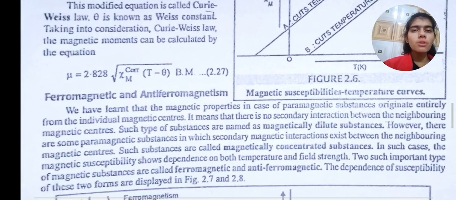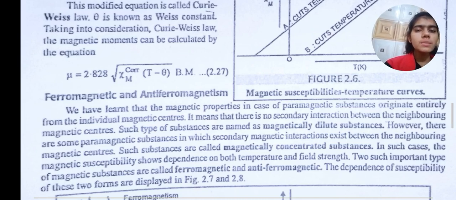Then we will discuss ferromagnetism and antiferromagnetism. We have learned that the magnetic properties in the case of paramagnetic substances originate entirely from the individual magnetic centers. It means that there is no secondary interaction between the neighboring magnetic centers. Such substances are named magnetically dilute substances. However, there are some paramagnetic substances in which secondary magnetic interactions exist between the neighboring magnetic centers. Such substances are called magnetically concentrated substances.